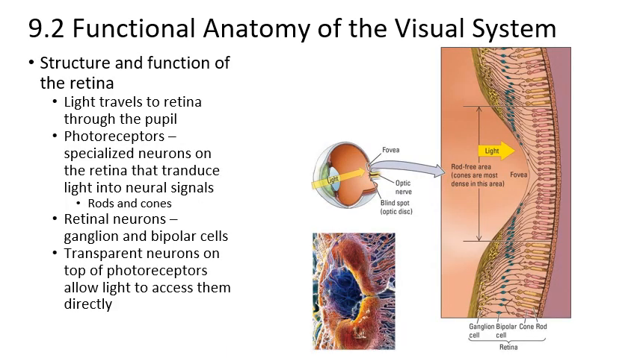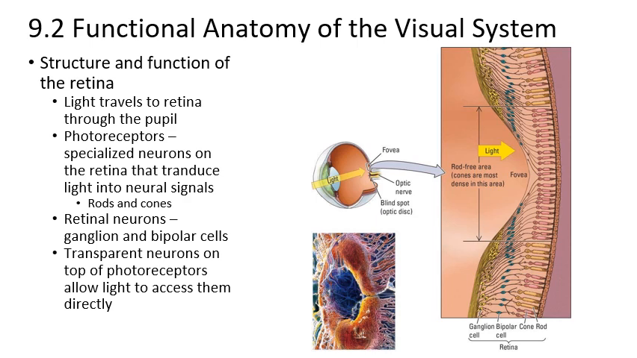So light travels to the retina through the pupil. Again, photoreceptors are these specialized neurons in the retina that transduce the light into neural signals. These are the rods and the cones that you probably remember. The rods are there in the center, these little pink guys, and the cones are these yellow guys. The retinal neurons are ganglion and bipolar cells. We're going to talk more about ganglion cells in this chapter.